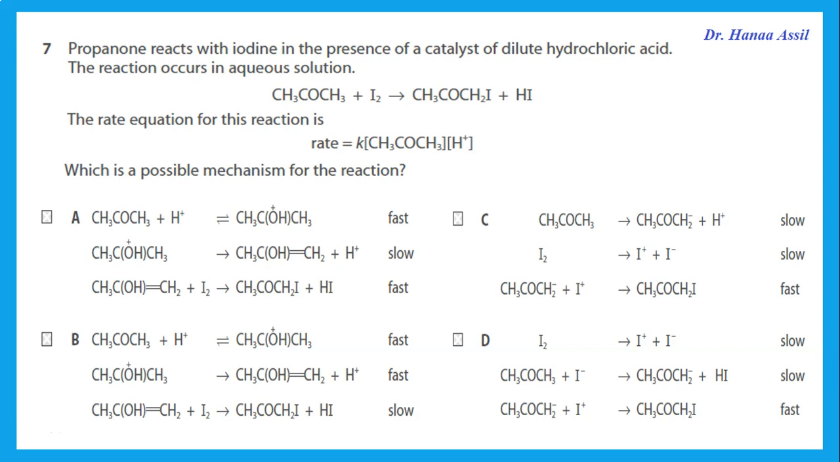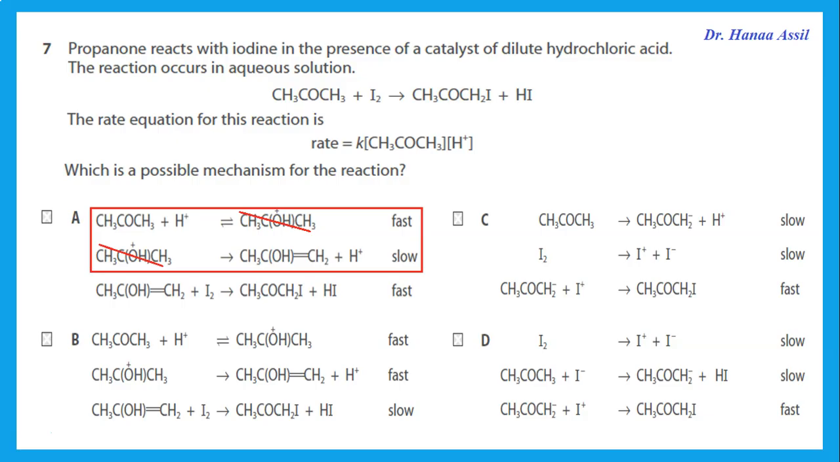We choose a mechanism in which the slow step includes only the ones that are included in the rate equation, whether it is the first or the second. So if the slow step is the first, then that's it. That's what we include. If the slow step is the second, then we include the reactants in the first and second step. So where do we have a mechanism that includes 1 concentration to the power 1 of the propanone and concentration of H plus to the power 1?